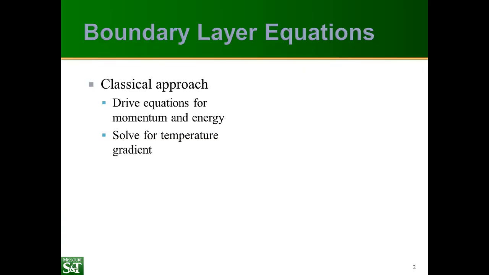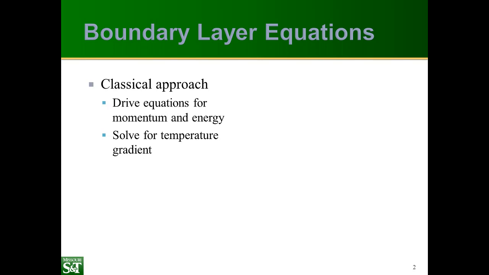So we have two basic approaches when it comes to deriving equations for the boundary layer. The first is the classical approach, where we derive equations for the momentum and energy, and we solve those equations to come up with the temperature gradient. Now this approach is exact, but its application is a little bit limited.